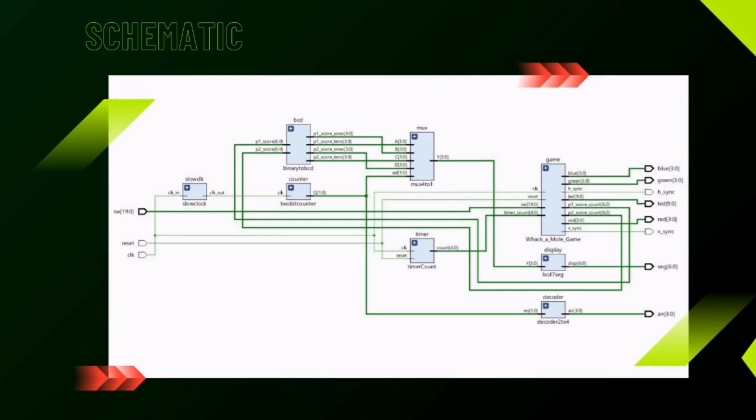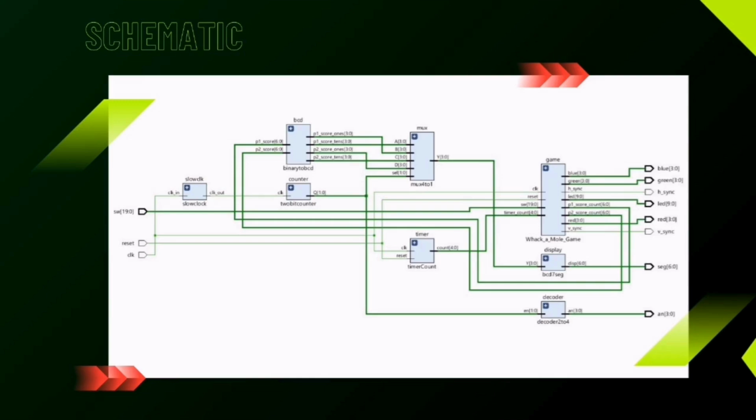A 2-bit counter operating at 100 Hz coordinates the multiplex display refresh cycle. This ensures smooth visual output. The core game logic maintains score counters for both players and manages the state machine that controls gameplay flow. It interfaces with the VGA controller to render the display using color coding to differentiate the players.